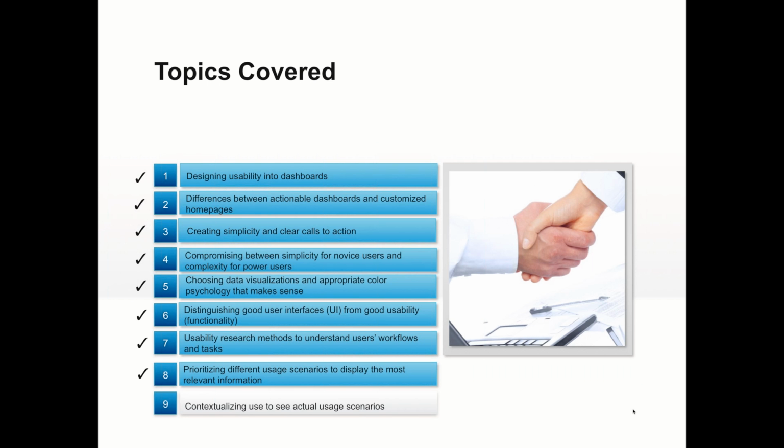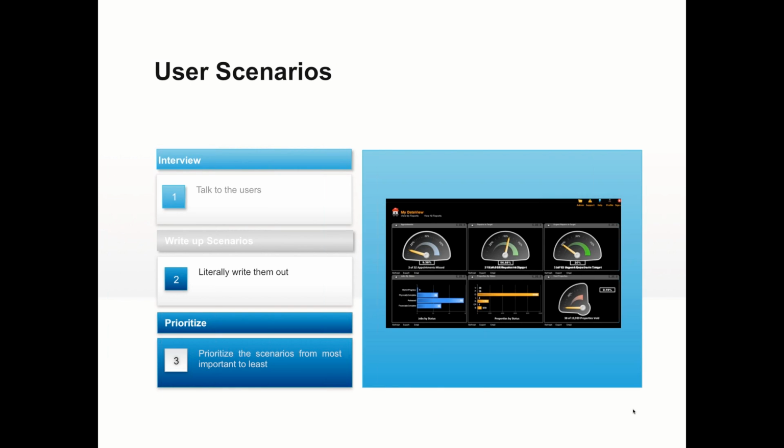So now I want to talk about prioritizing different usage scenarios to display the most relevant information to your users. There are different user scenarios. Every user is going to have a different scenario. You might have a group of users and have 4 different scenarios. So it's very, very important to talk to your users, interviewing them.